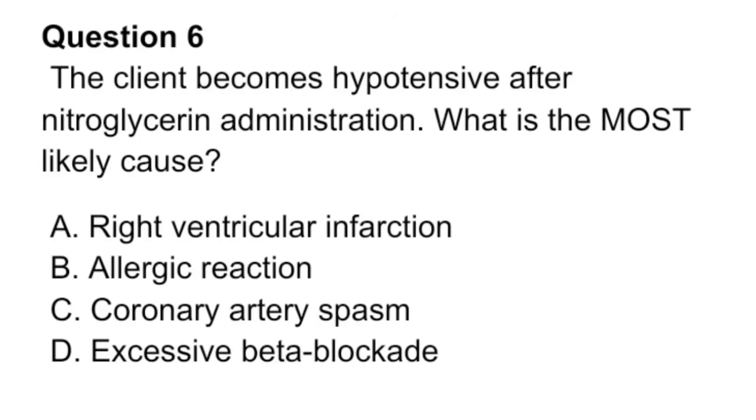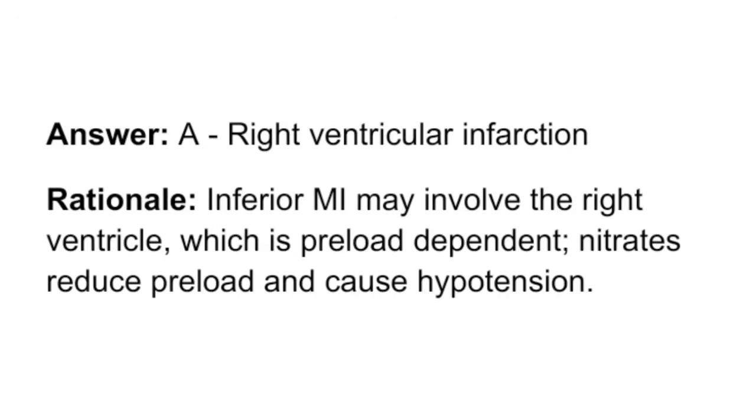Question 6. The client becomes hypotensive after nitroglycerin administration. What is the most likely cause? A. Right ventricular infarction. B. Allergic reaction. C. Coronary artery spasm. D. Excessive beta blockade. Answer. A. Right ventricular infarction. Rationale. Inferior MI may involve the right ventricle, which is preload dependent. Nitrates reduce preload and cause hypotension.